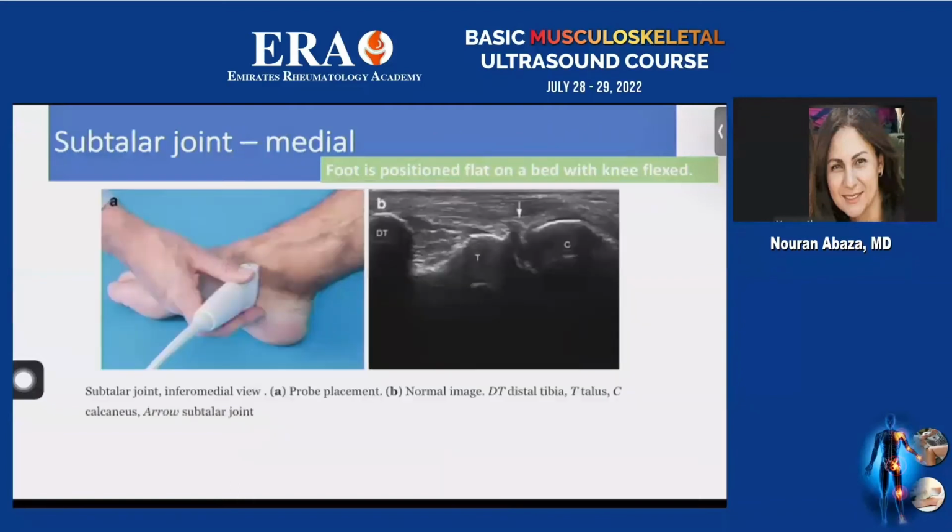The one we said is in between the talus and the calcaneus. This is the one that does the inversion and eversion, and it's called the steering wheel of the body because it changes your direction while walking. So you will scan by putting your probe on the medial malleolus for the distal end of the tibia, though it's not a part of the joint, but just to orient yourself.